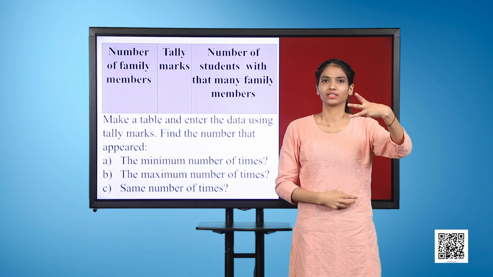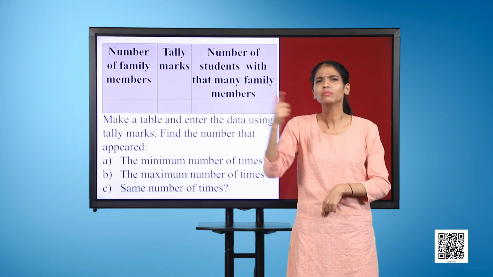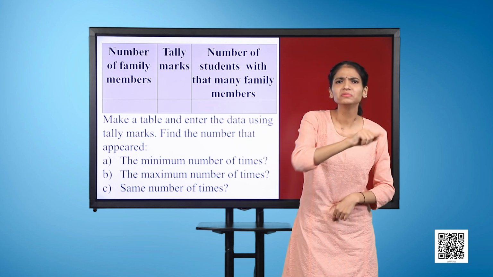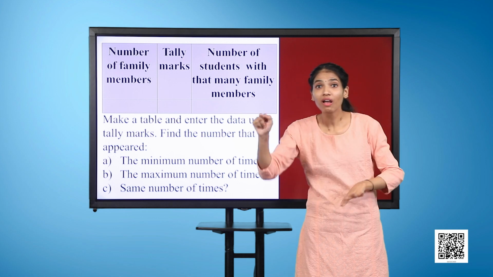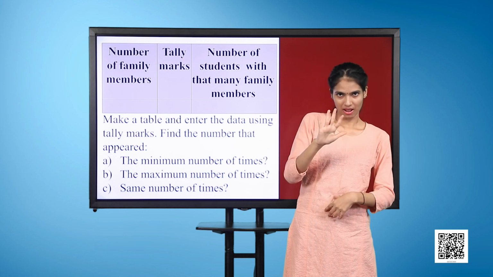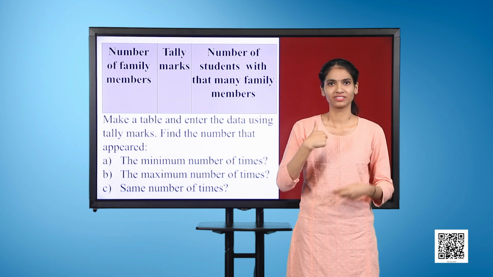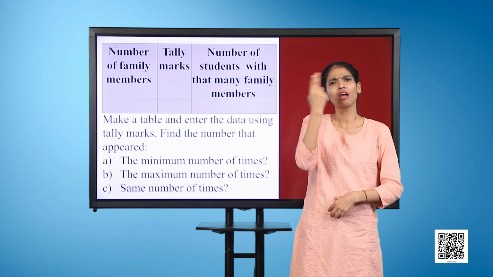Find the number that appeared A. The minimum number of times, B. The maximum number of times, C. Same number of times.